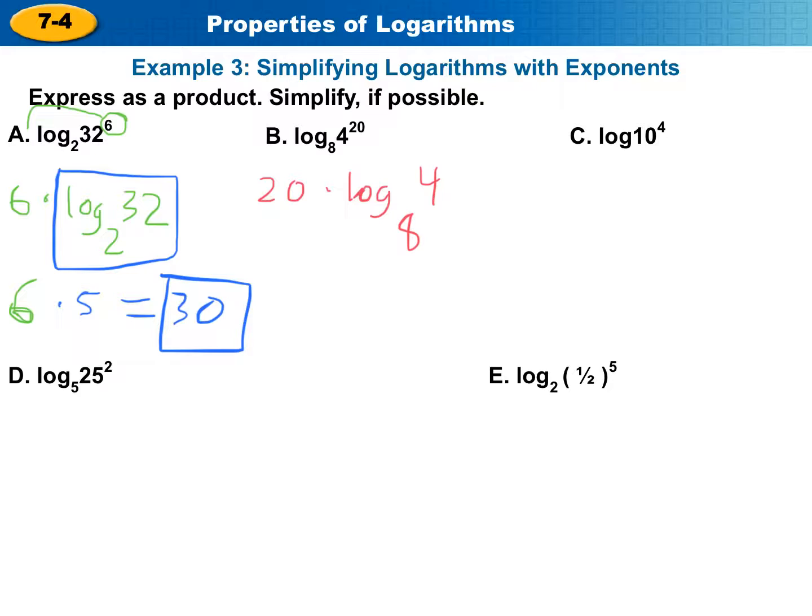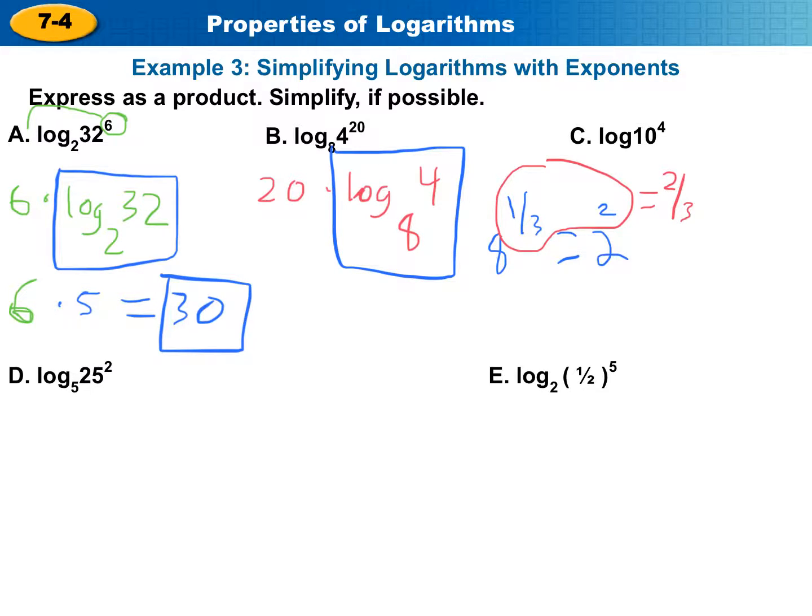I've got to break 8 down, and I know that 8 can be broken down into a third root. If I did the third root of 8, I would get 2, and then to get back up to 4 I'd have to square it. That's the same as 2/3. So this expression right here is going to be 2/3.